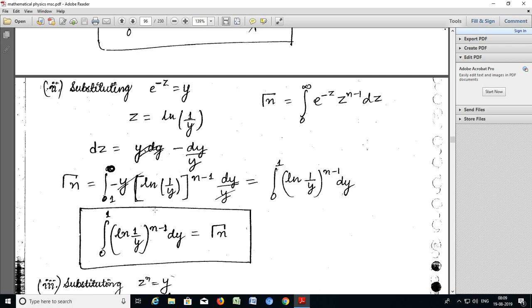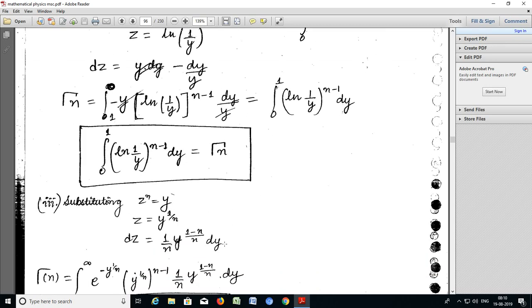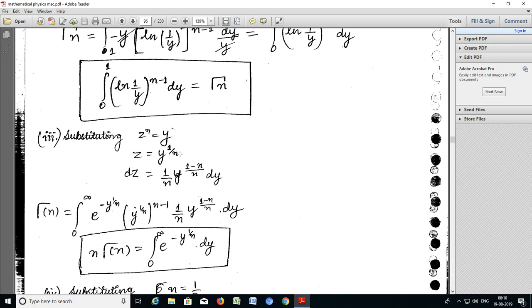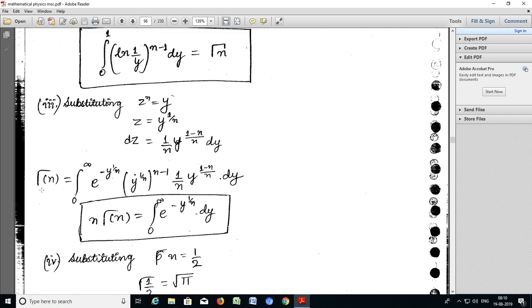Substituting e to the power minus z equal to y, we get the relation. Z is equal to log of 1 over y, and dz will be minus dy by y. So what will be gamma n? This will be the integral from 1 to 0 of log n minus 1 dy. Since we have changed the negative sign, that will be the integral from 0 to 1 of log 1 over y to the power n minus 1 dy, which is again equal to gamma n.